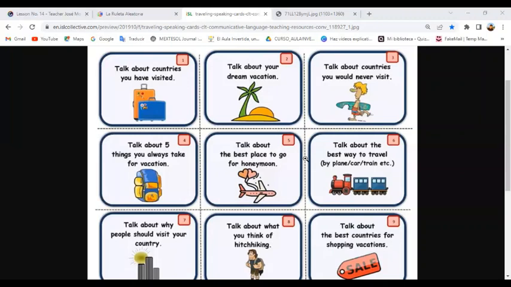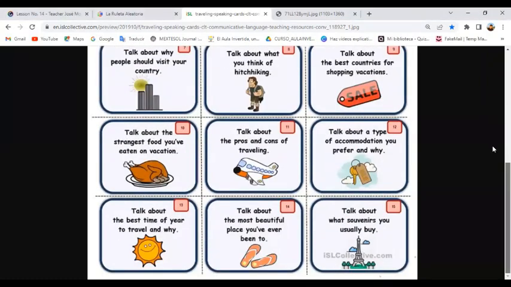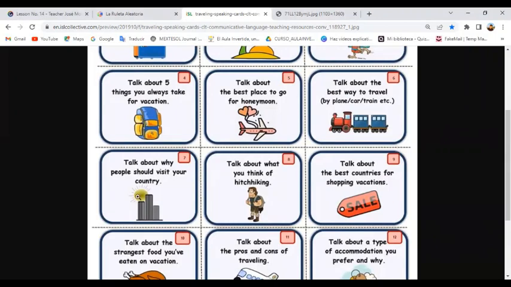Okay, so let's do one more and we finish with today's lesson. Talk about why people should visit your country. ¿Por qué la gente debería visitar su país? Edgar, can you start, please? As a suggestion, why don't you visit Mexico City? It's a huge city where you can go wherever you want, and there's amazing people in this city.